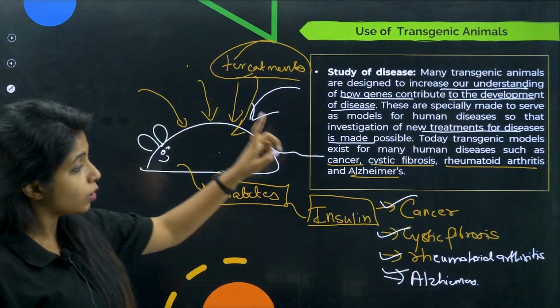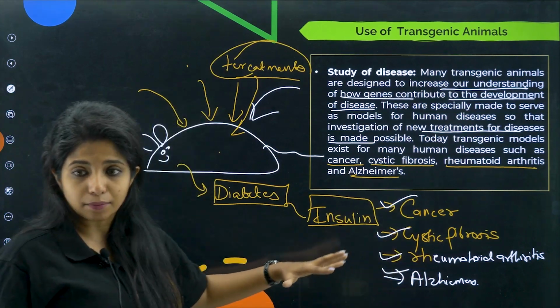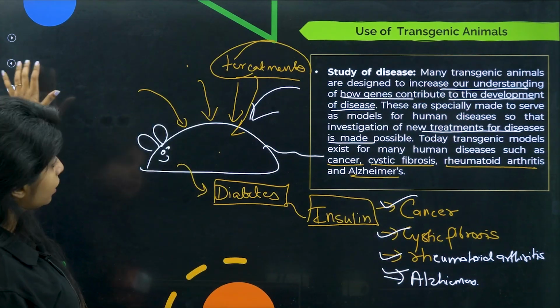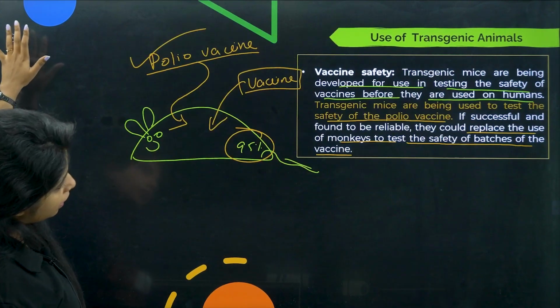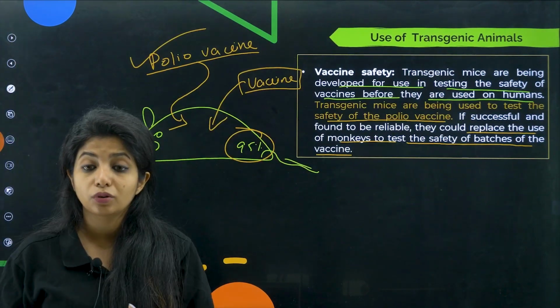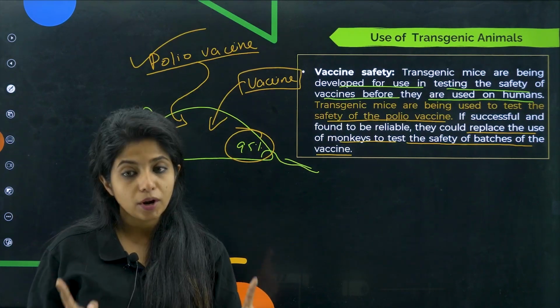One more thing, study of what all diseases, children? Cancer, cystic fibrosis, rheumatoid arthritis and Alzheimer's. And over here insulin-like growth factor was an example of it. Going ahead, vaccine safety: for this we used polio vaccine in transgenic mice. Safety testing of polio vaccine was done on mice.